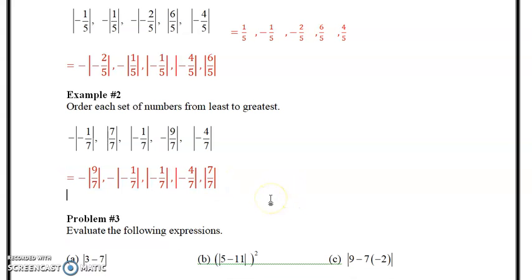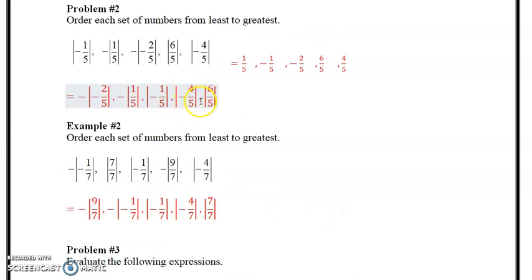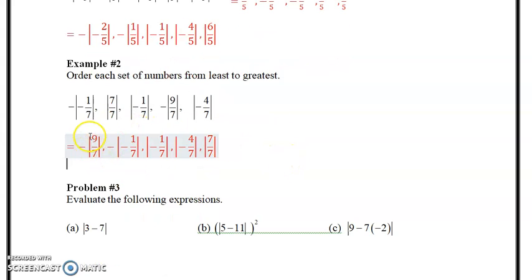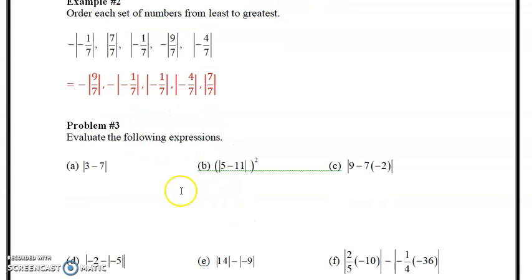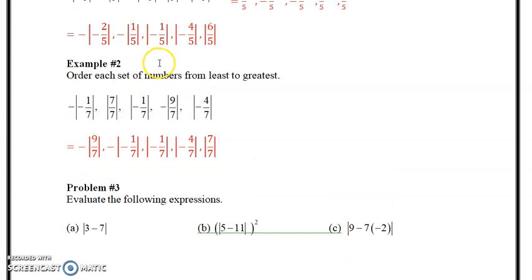And that's it. Okay? So this would give you negative 9/7, this would give you negative 1/7, this would give you 1/7, this would give you 4/7, and this would give you 7/7. Alright? So this is what we talked about before in the order of operations.